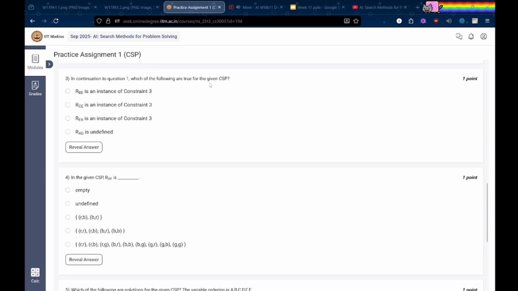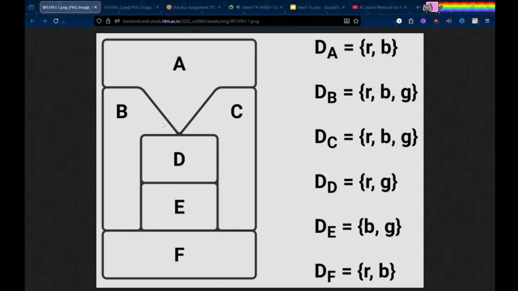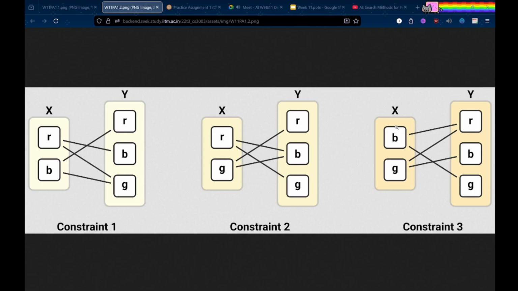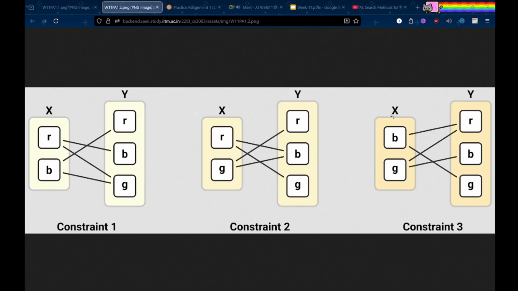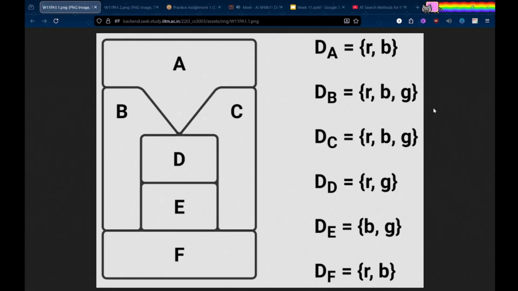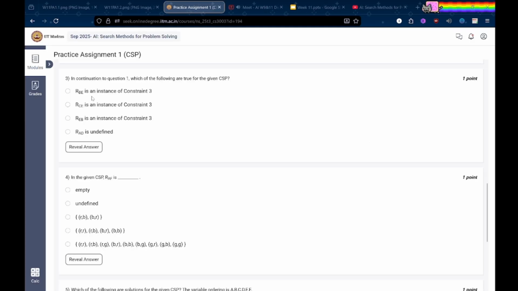And in continuation to question 1, which of the following are true for the given CSP? So we are talking about constraint 3 now. So constraint 3 again, x is now a variable with the domain being the set B and G, and there's only one, E. Only E satisfies x while y is satisfied by B and C, like we know earlier. So E and B should be the one true because there's no option for E and C, correct? Yeah.